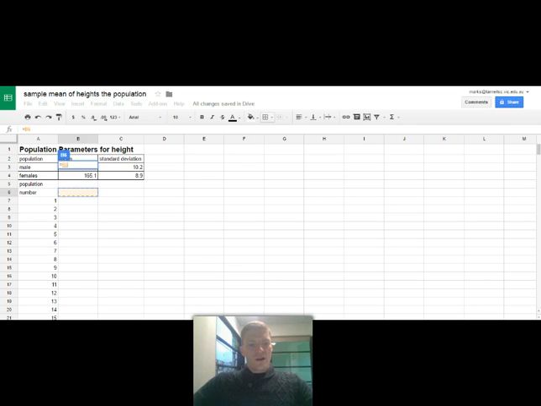So let's set up a little population number. Let's put in population height, and it's going to be measured in centimeters. Let's get an example of the formula so we know what it's going to look like.